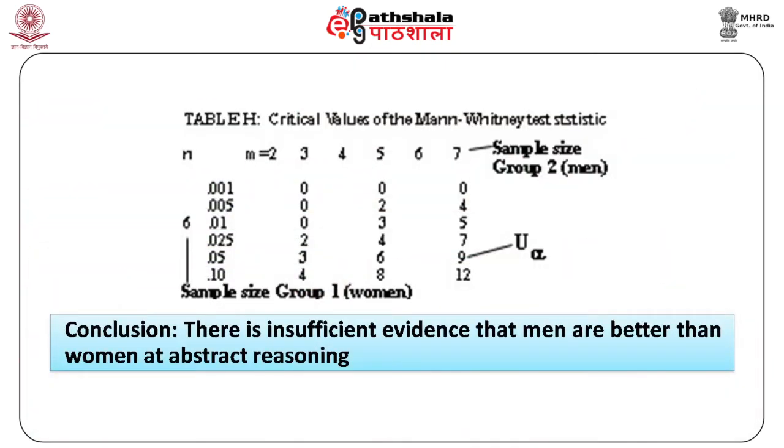Decision rule: reject the null hypothesis if U is less than 9 or U is greater than 33. Otherwise, do not reject the null hypothesis. Since U equals 29, and U is greater than 9 and less than 33, do not reject the null hypothesis. Conclusion: there is insufficient evidence that men are better than women at abstract reasoning.